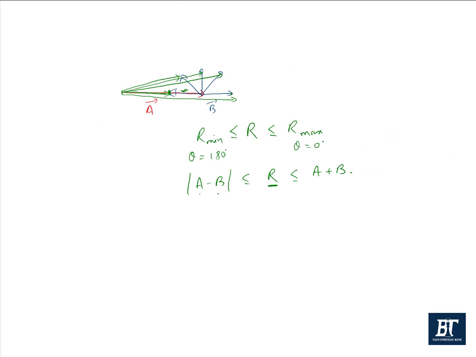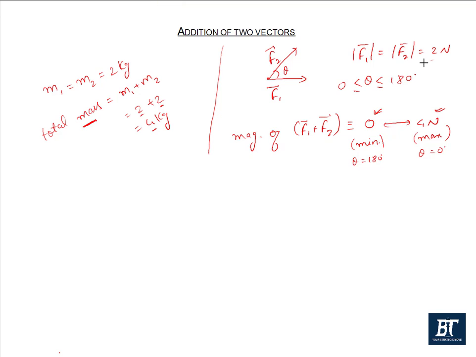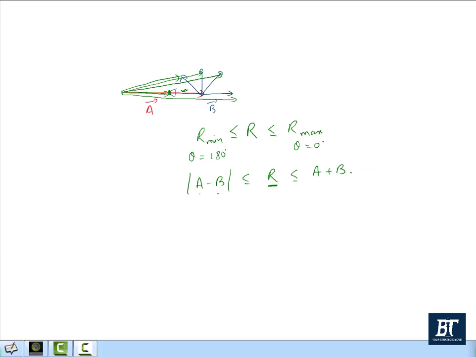So let's go back to our very first example. So in this case, two forces of equal magnitudes are acting at an angle theta, and value of theta is between 0 to 180 degrees. So we can now say that magnitude of their resultant will be greater than or equal to subtraction of magnitudes of these two vectors, and it will be less than or equal to addition of magnitudes of these two vectors. So value of resultant will be greater than or equal to 0 Newton, and it will be less than or equal to 4 Newton.